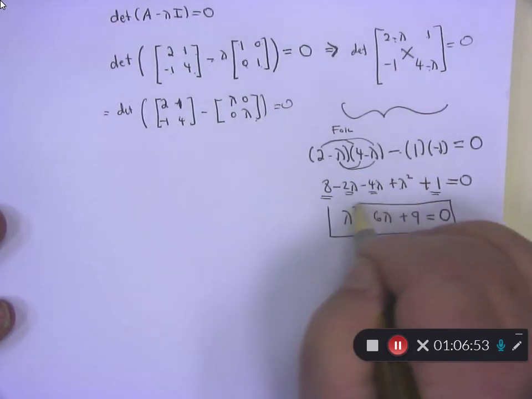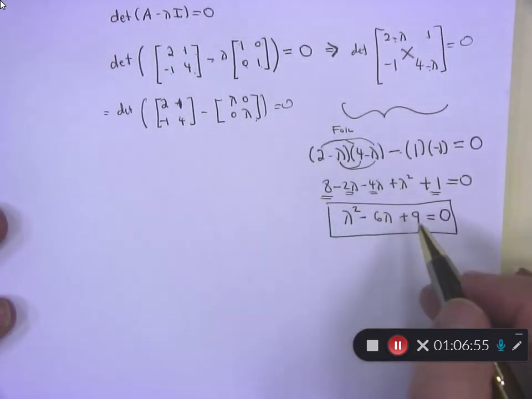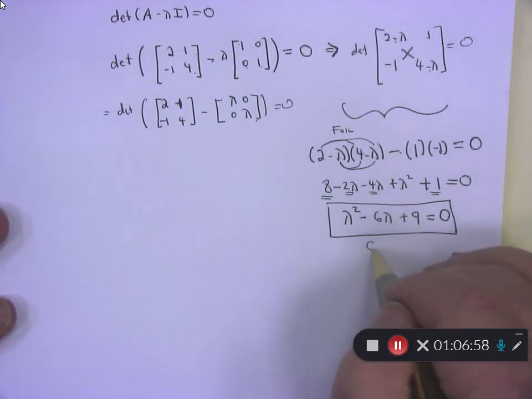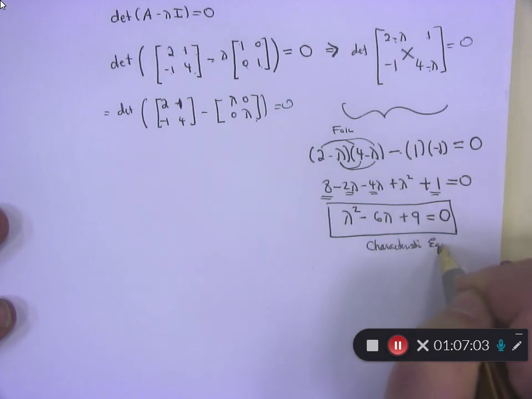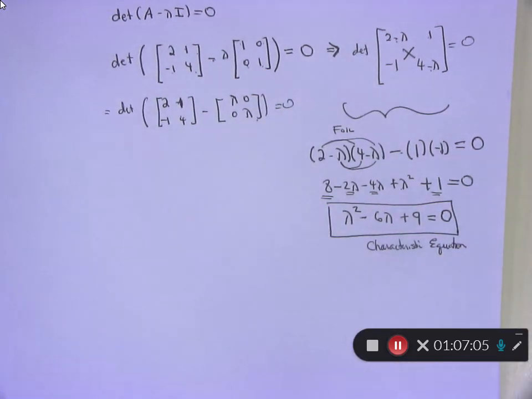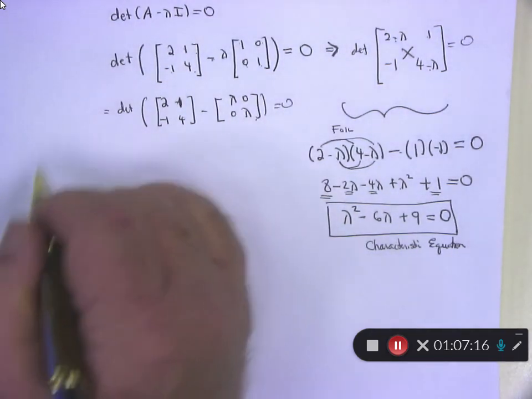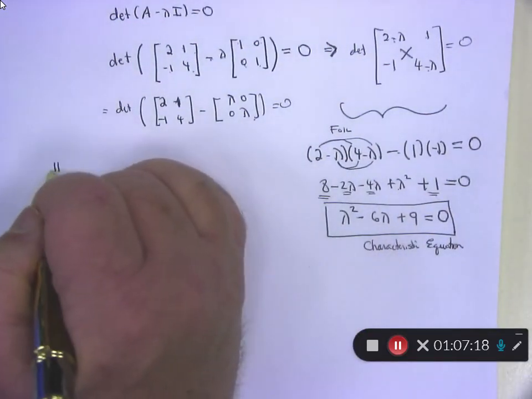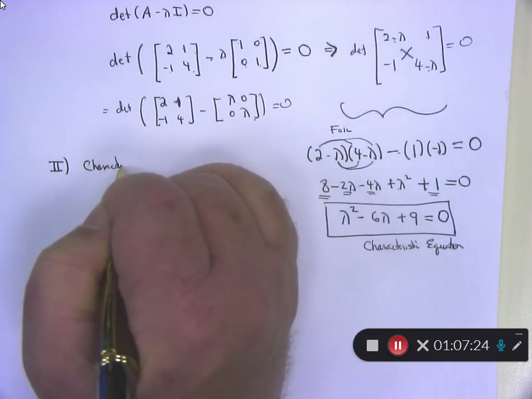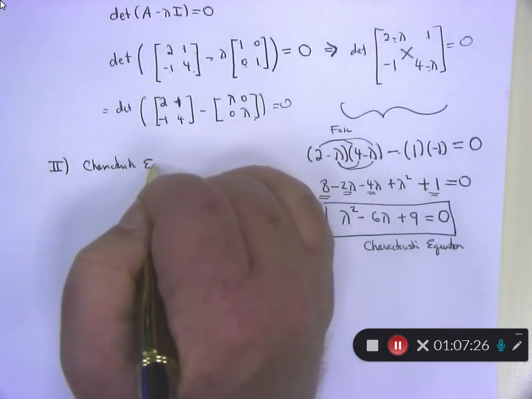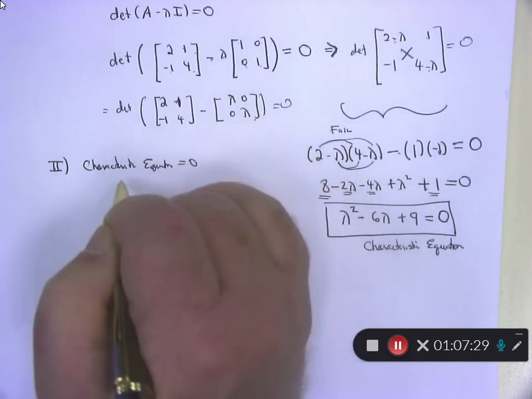When you set the polynomial equal to 0, this is what we call the characteristic equation. Does that make sense? Now, how do I find the eigenvalues? You come up with a characteristic equation. Step number 2 is this: set the characteristic equation equal to 0 and solve for lambda.